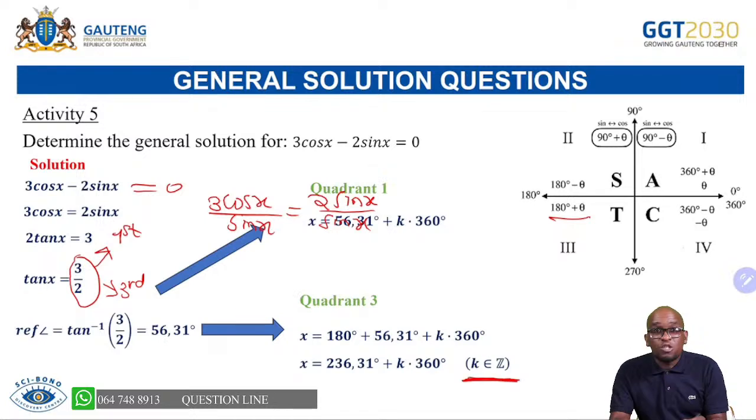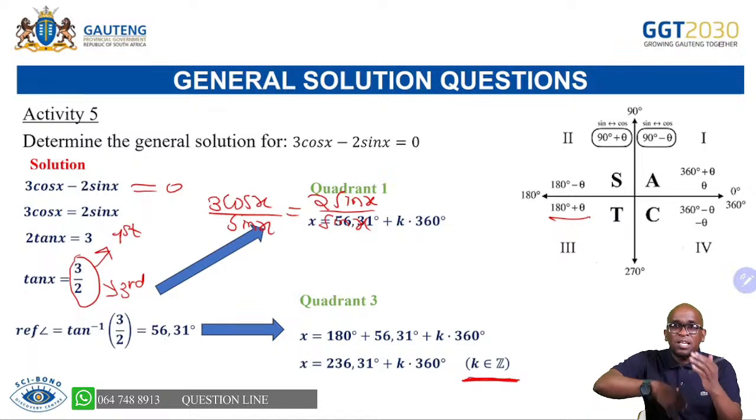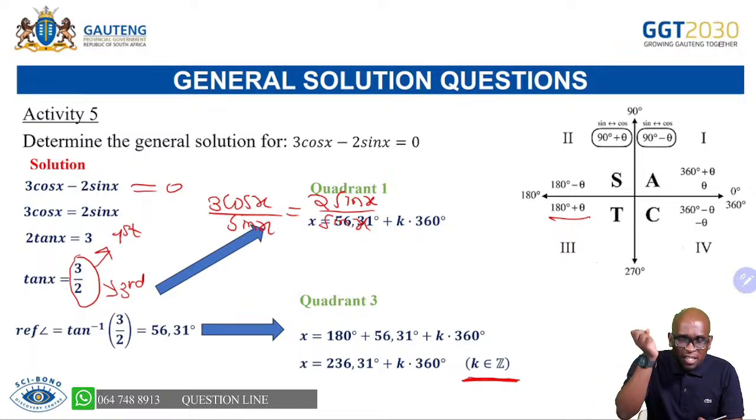Remember, this is important. It should appear at least once in the problem that we are solving. That K is an element of integers, because if it's not there, you are going to lose 1 mark.